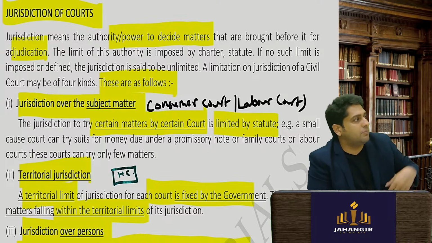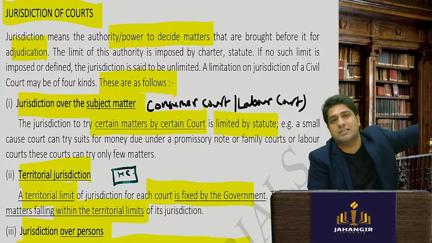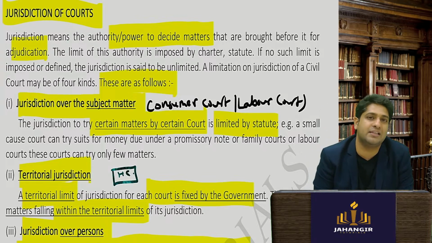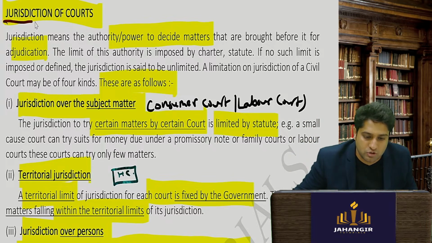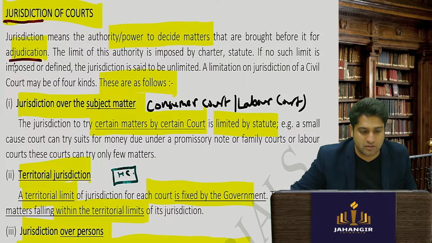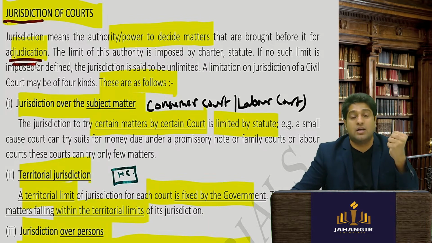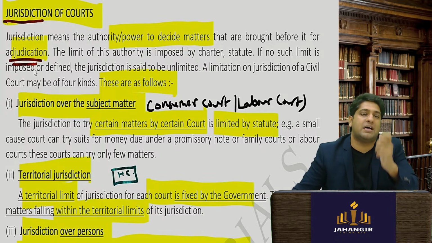For example, the property is in Mumbai, and you filed a case in Kerala. Can the Kerala court pass an order? The court will say, listen, I cannot administer justice because the subject matter is not in my area. That area is called jurisdiction. So jurisdiction means the right of an authority to pass a judgment.